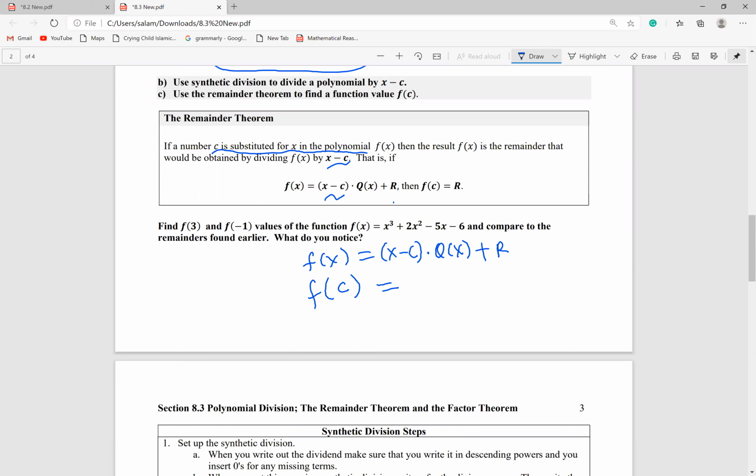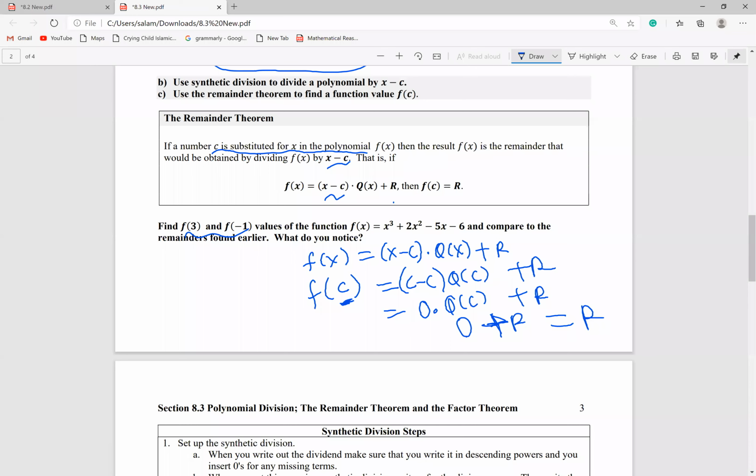You will see that this is going to be c minus c, times q of c, then plus r. What happened? c minus c is 0, multiplied by q of c, plus r. And this will simply be 0 plus r, and that is equal to the remainder. That is what the remainder theorem is telling us: if x is substituted for c, f of c is going to be exactly your remainder, whatever you get. And we're going to try to see that.